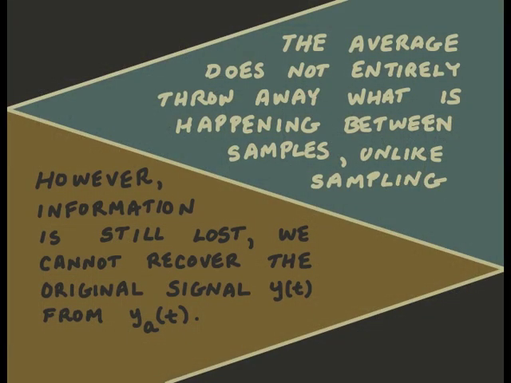So here are some important things to note about the averaging process. The average does not entirely throw away what is happening between samples. Unlike sampling. In sampling, there are certain values of data which are completely ignored in simplifying the signal. In averaging, all the data is used to determine the simplified signal. However, when we average, information is still lost. That means you cannot recover the original signal from the approximation.